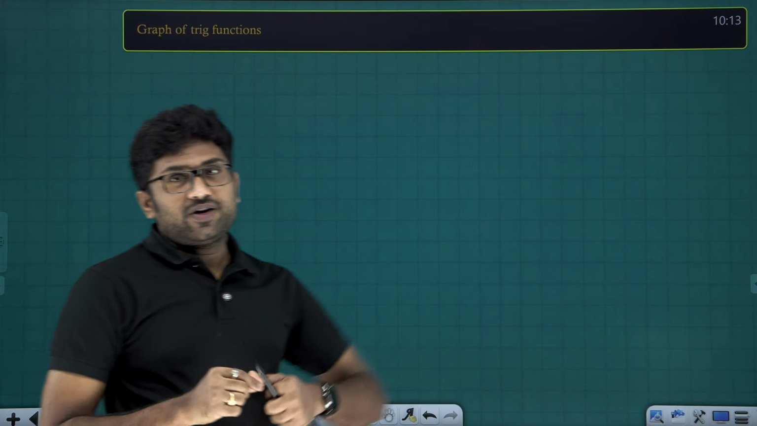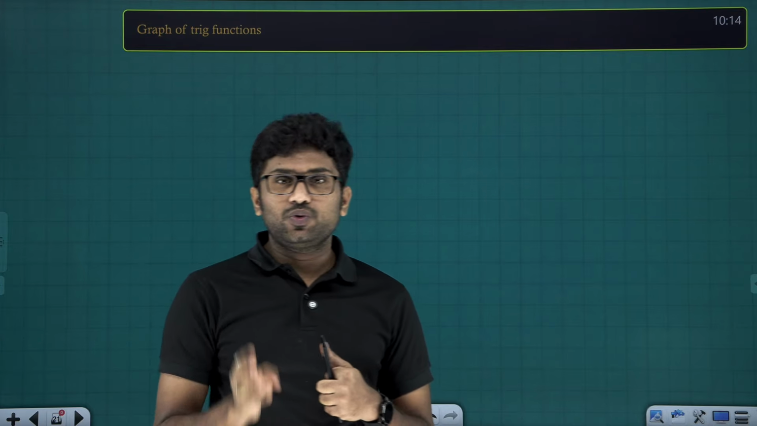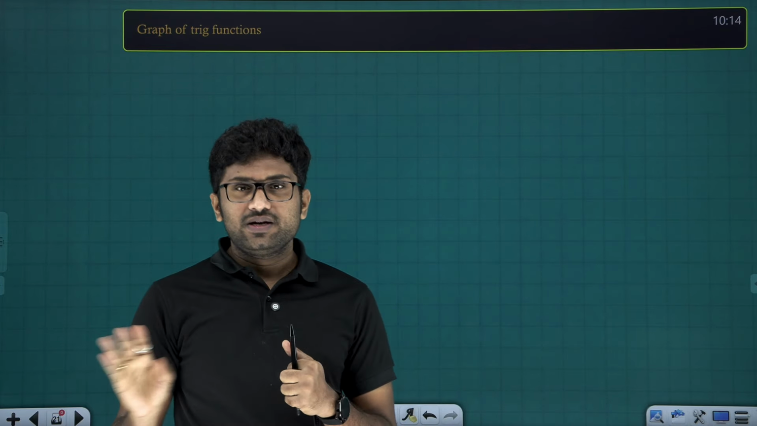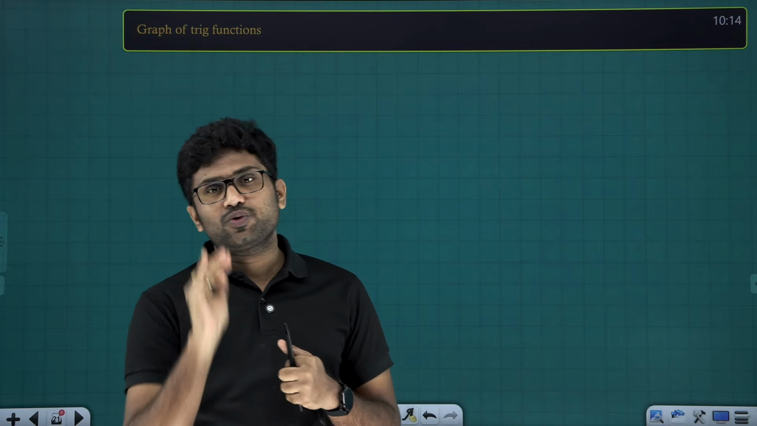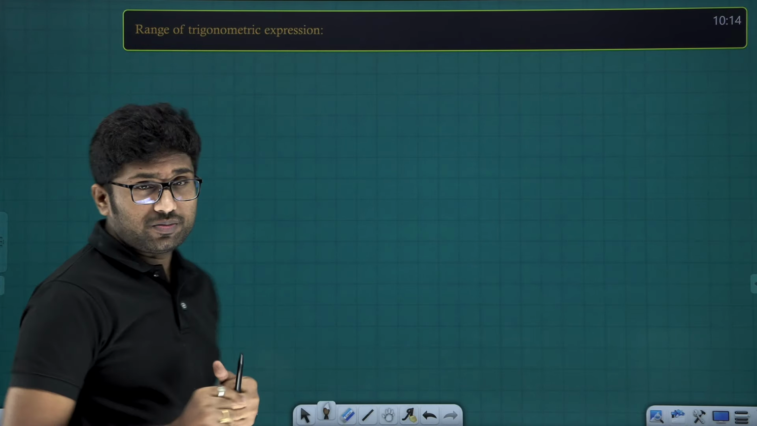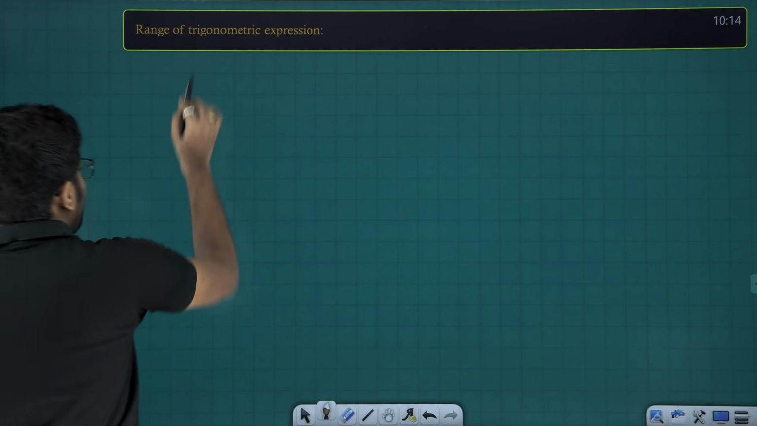graphs of trigonometric functions. I have already given a clear explanation of graphs in the session. I urge you to go with sine, cos, tangent. These three are enough. Sine graph, tan graph, and cosine graph. Clear? Next, range of trigonometric functions. Domain and range we'll see.